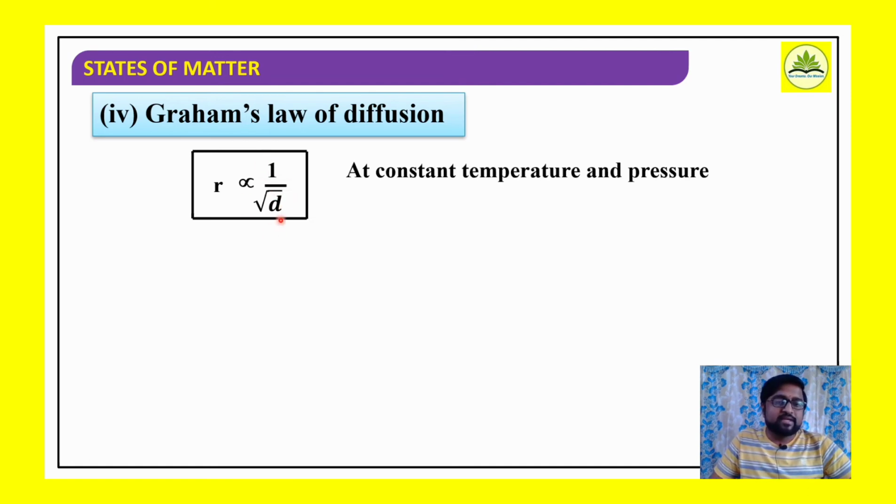This means if the density is more, the rate of diffusion is less. If the density is less, the rate of diffusion is more, and vice versa. Similarly, it is also inversely proportional to the square root of the molecular mass, or vapor density. So the basic statement for Graham's law is: the rate of diffusion of a gas is inversely proportional to the square root of its density at constant temperature and pressure.